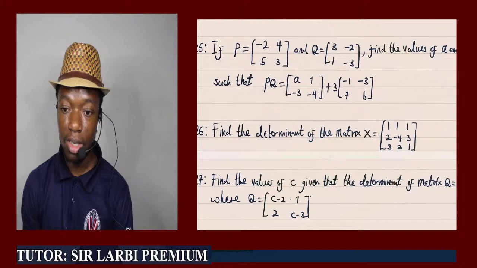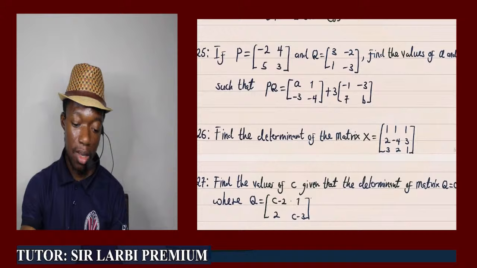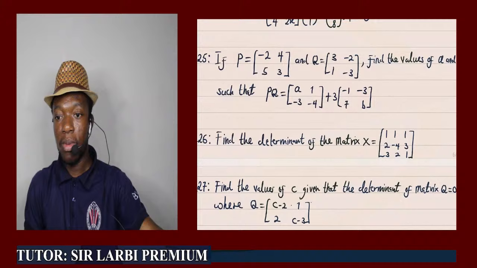Here we have P to be equal to negative 2, 4, and then 5, 3, and then we have Q to be 2, negative 3, and 1, negative 3. So we have to find the value of a and b.